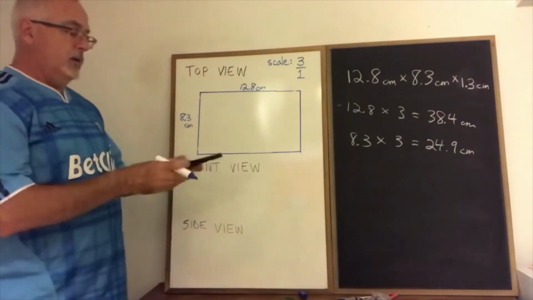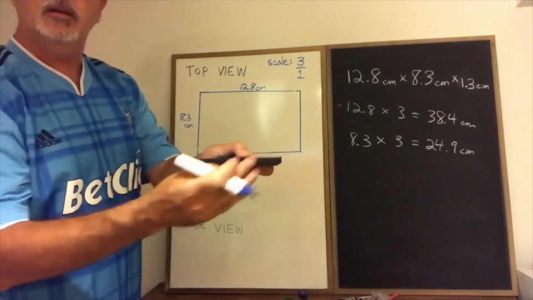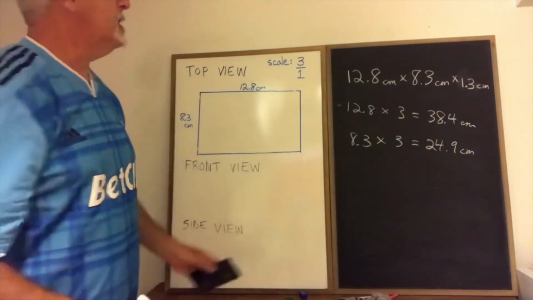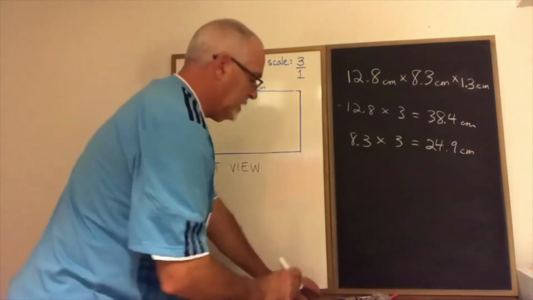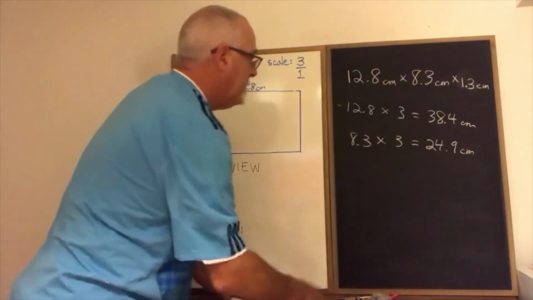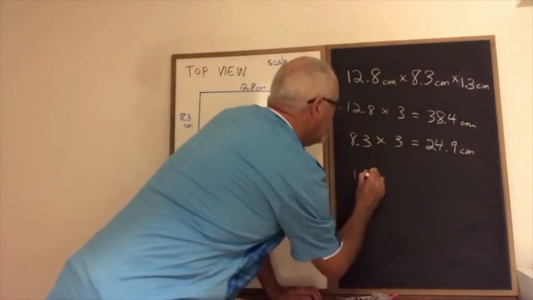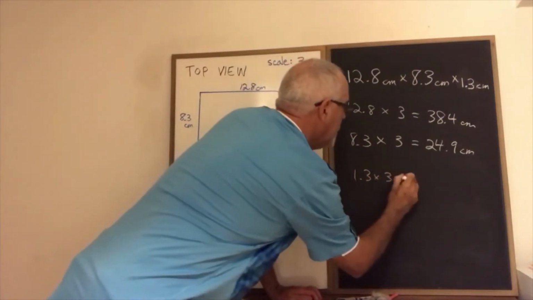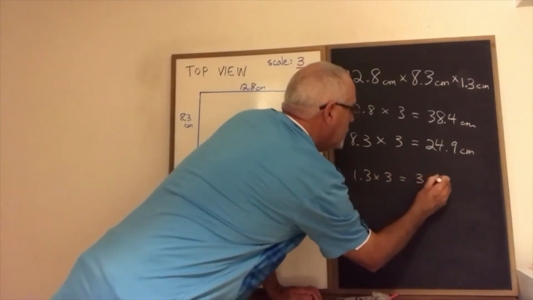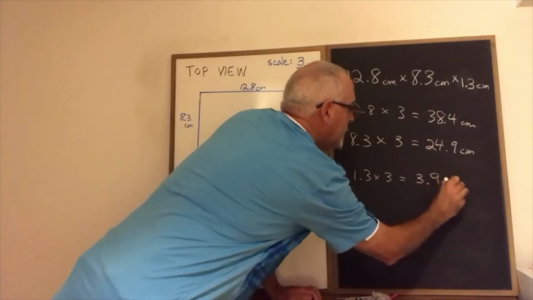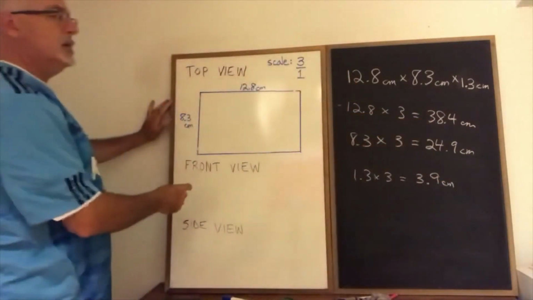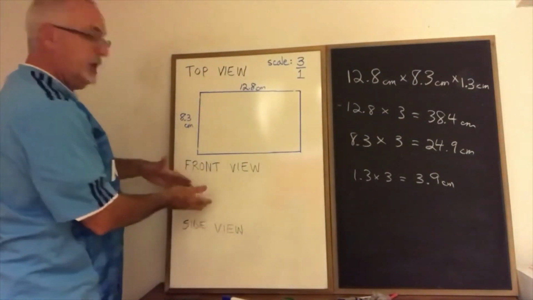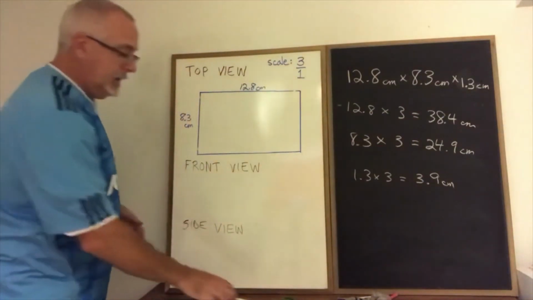The front view is the one that has the longest measure and the shortest. It's the 12.8 and the 1.3. I have to do a calculation for the 1.3. 1.3 centimeters times 3 equals 3.9 centimeters. So I'm drawing a rectangle that is 38.4 centimeters by 3.9 centimeters. I have less space to work with because I need less space.